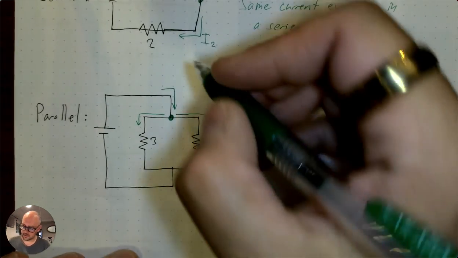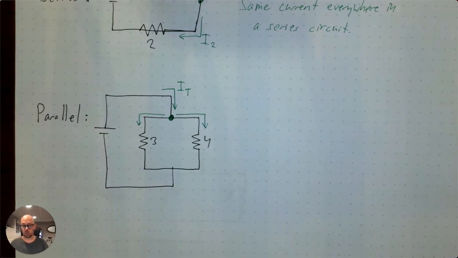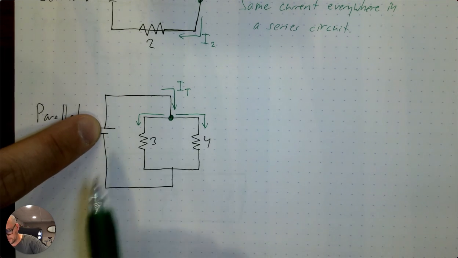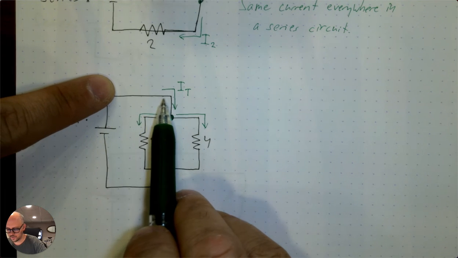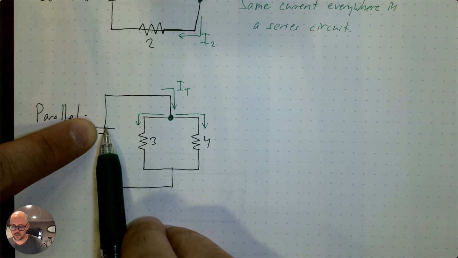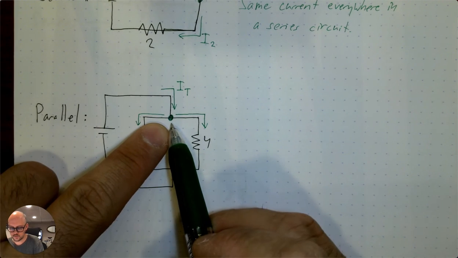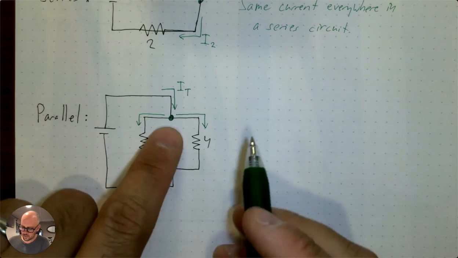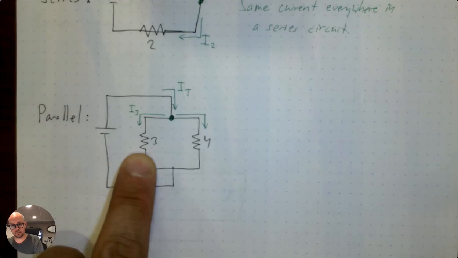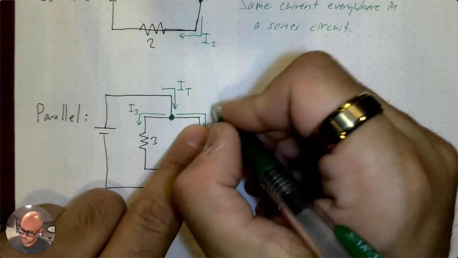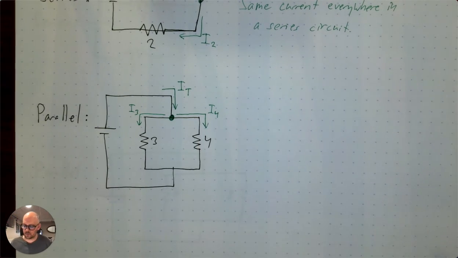Let me label these. This top line, I'm going to label IT because it's the total current. If I follow this, now that I know about junctions, there are no junctions all the way through the first part of this circuit. So the current that leaves the battery doesn't change at all until you get to this junction here. Then I have this path on the left. I'm going to label it I3 because it's all the current that's going to go through R3. I'll label this one I4, and that's the current that's going to go through R4.